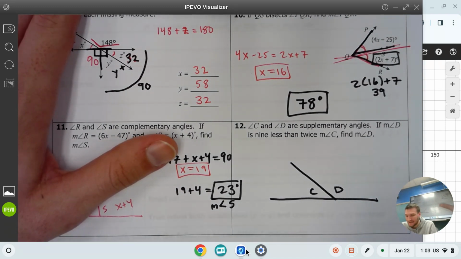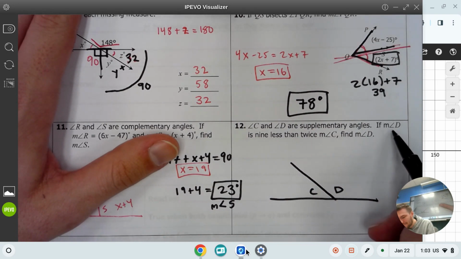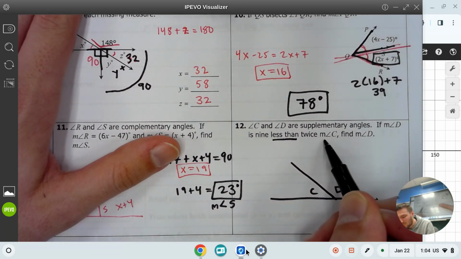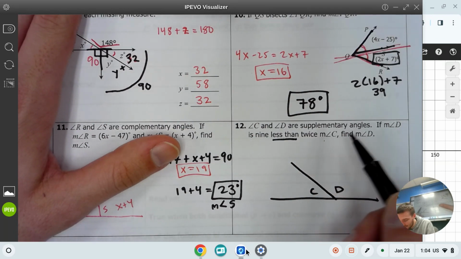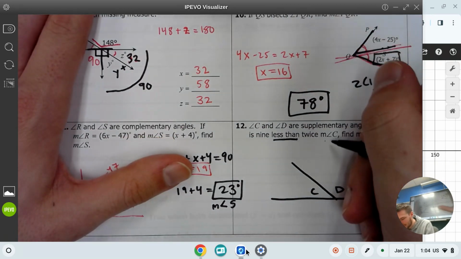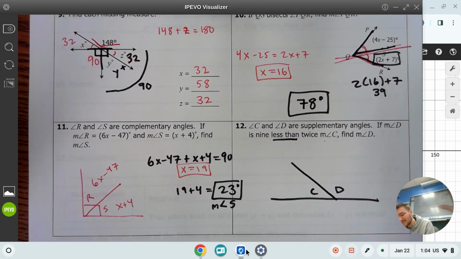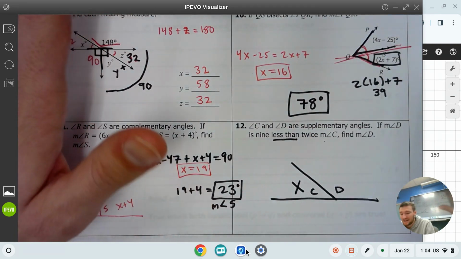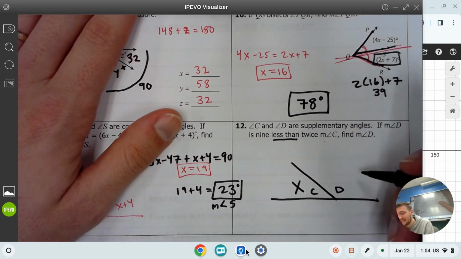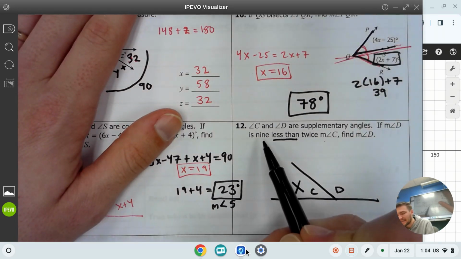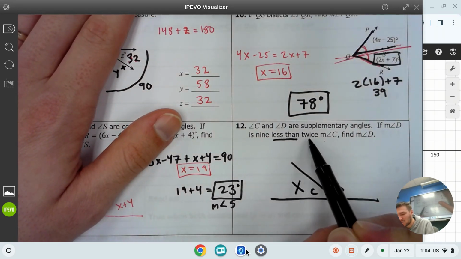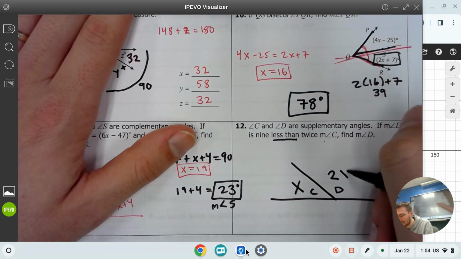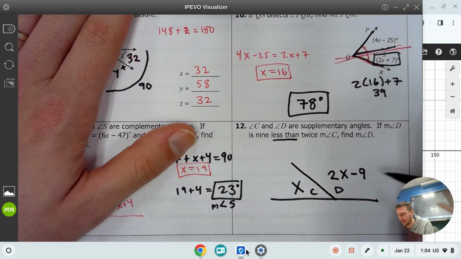Oh, here we go. We get a nice little word problem question. Yuck. Angle D is 9 less than twice angle C. Whew. They try to hit us with a hard one here at the end. So they don't tell us much about angle C. I'm just going to call angle C a plain old X. And D should be 9 less than twice that. So I'm going to go with twice that minus 9.